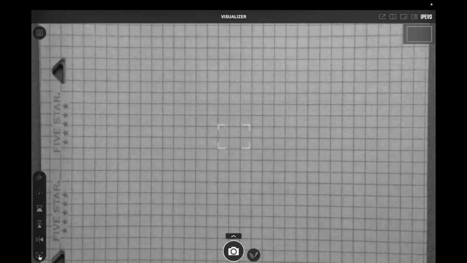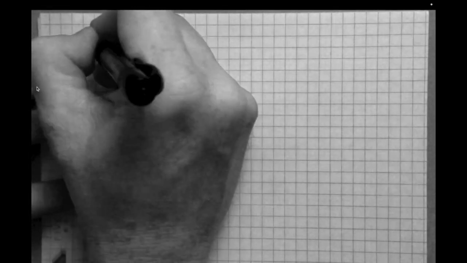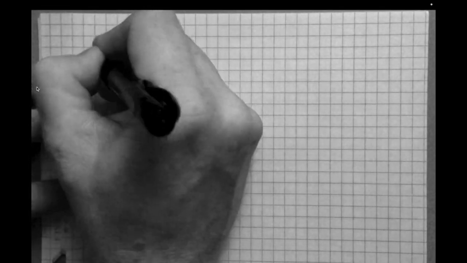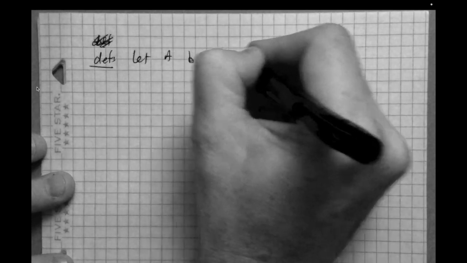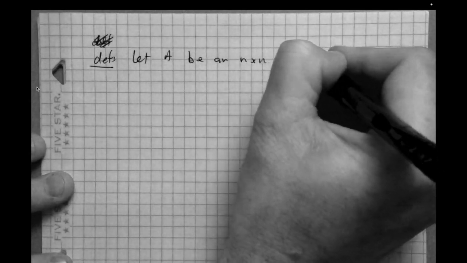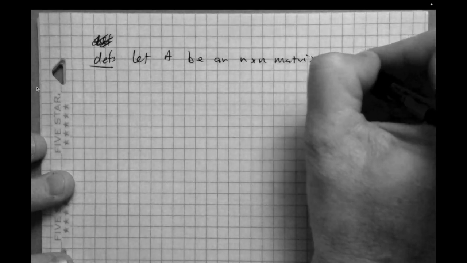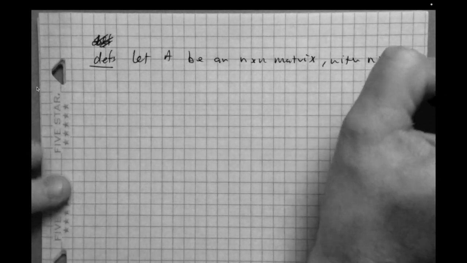We just need one more item and we'll be ready. We've got the submatrix, the minor, and now what we need is what's called the cofactor. So here's the last definition. Again, we'll let A be an n by n matrix with n greater than or equal to 2.